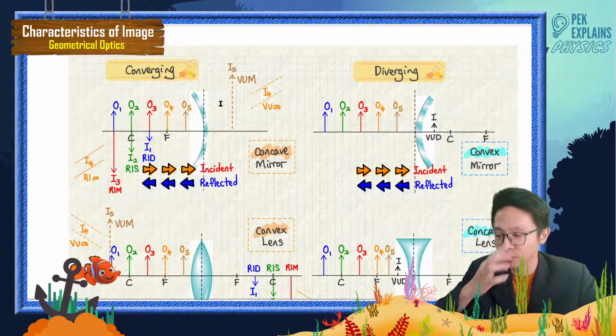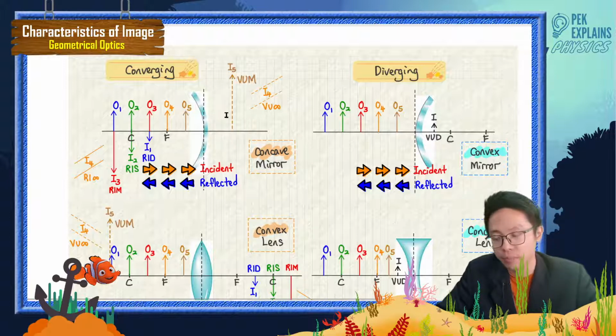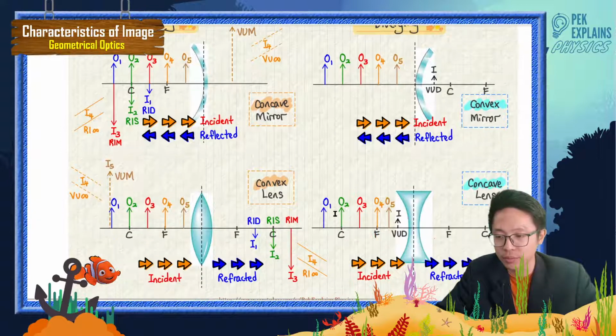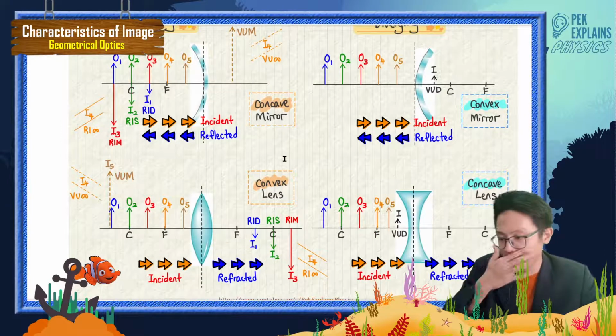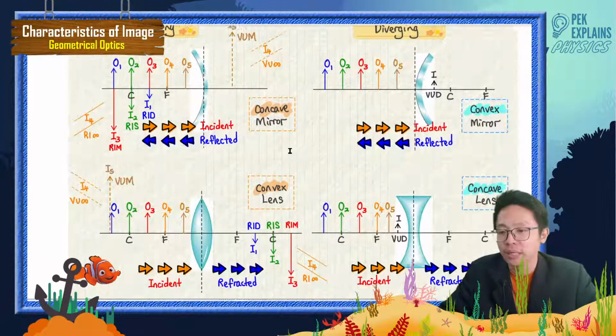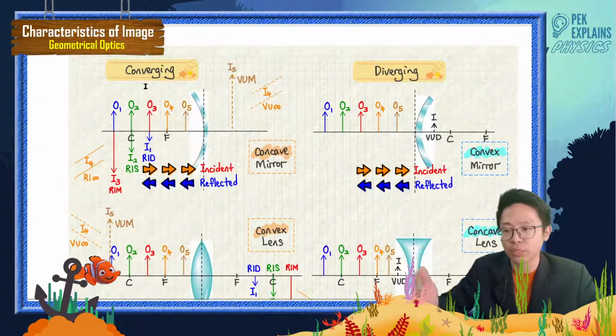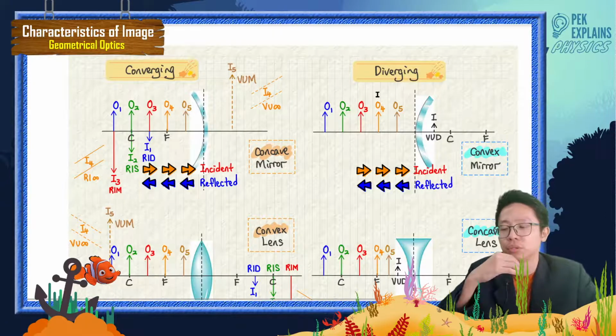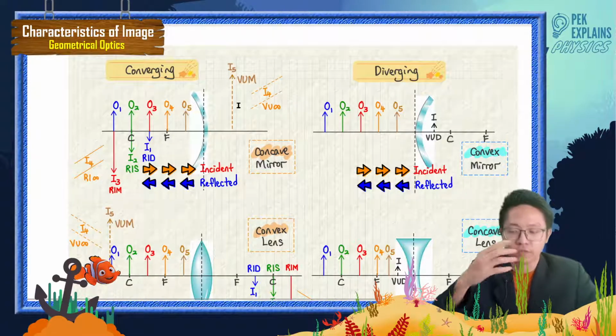Okay, so I want to talk about the characteristics of image for both mirror and lens. We have mirror and lens over here. I combine everything. I want to make comparison between mirror and lens. I want to make comparison between converging and diverging also. Okay, in fact, what is meant?